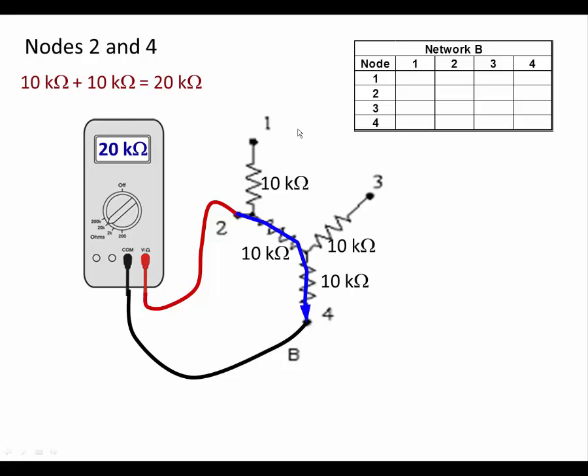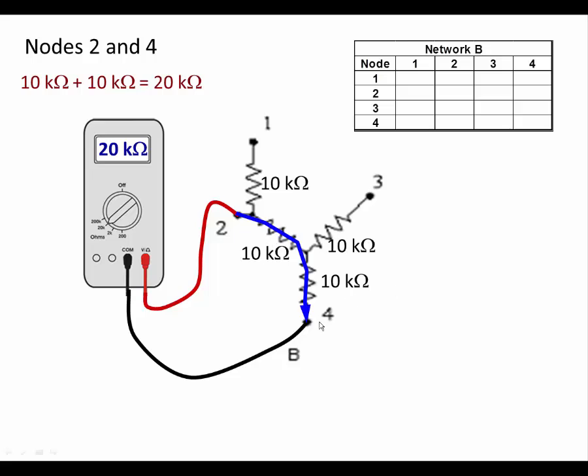Note that the resistors connected to terminals 1 and 3 don't have any bearing on what we measure between nodes 2 and 4 because they're not connected to anything. Current cannot flow through them. They don't affect the circuit in any way.